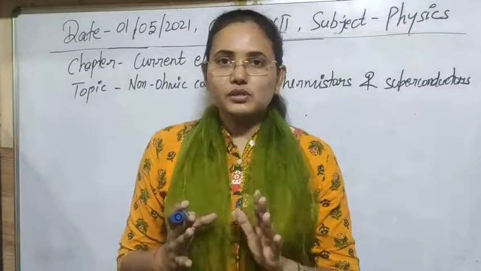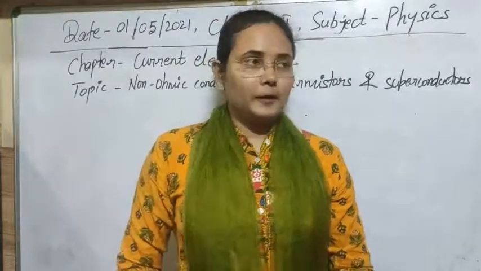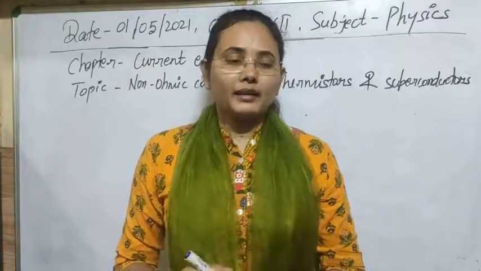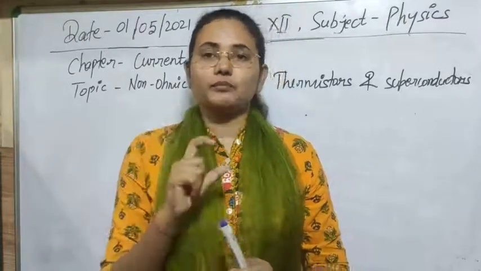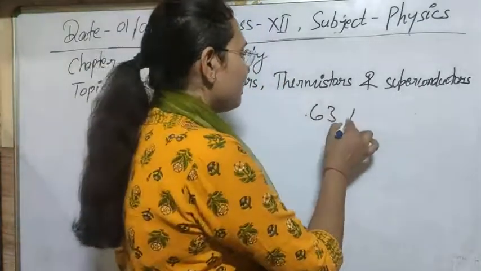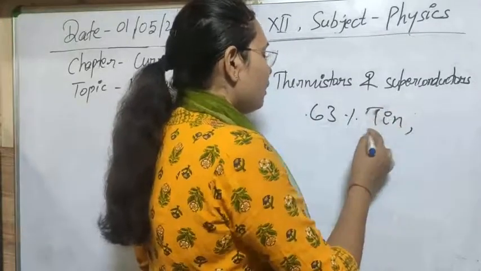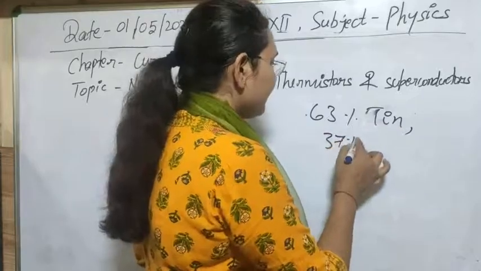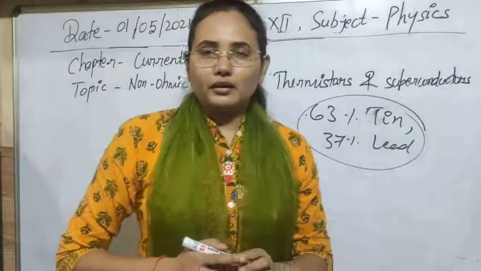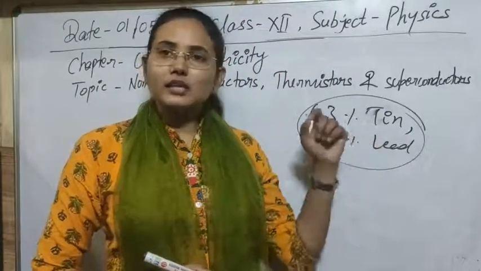A fuse is a device that we use in our homes to save the whole main circuit, and it is made up of a mixture of tin and lead, where we use 63% tin and 37% lead to make the fuse wire. The property of fuse wire is that its melting point is very low and its resistivity is very high.